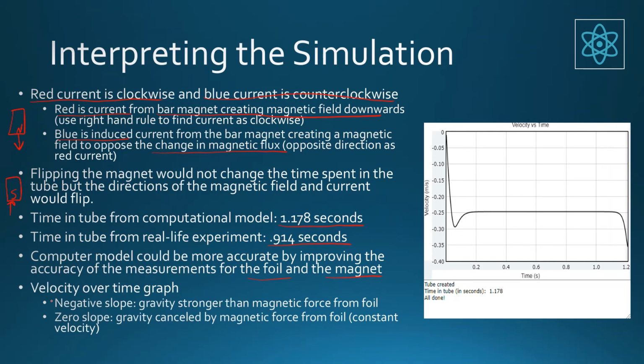We can see on the right the velocity over time graph. You can see for about the first 0.1 seconds, we had a negative slope, which means that gravity was stronger than the magnetic force from the foil, which means that the bar magnet was accelerating with a non-constant velocity. For the majority of the time, we see that there was a zero slope, which means that gravity was counteracted by the magnetic force from the foil, which means that the bar magnet was falling at a constant velocity.